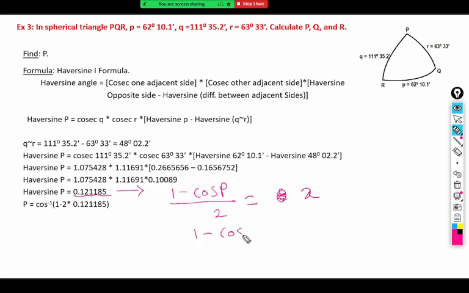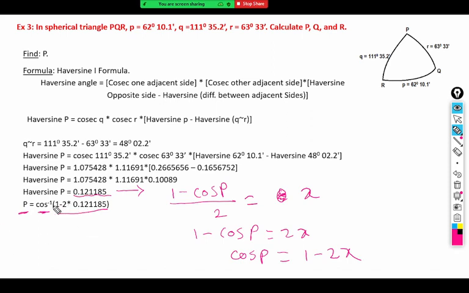1 minus cos P is 2x. So cos P becomes 1 minus 2x, and so P becomes cos inverse of 1 minus 2x. Okay, P becomes cos inverse of 1 minus 2x that way. Is that clear? And this calculation also you can do on a calculator.